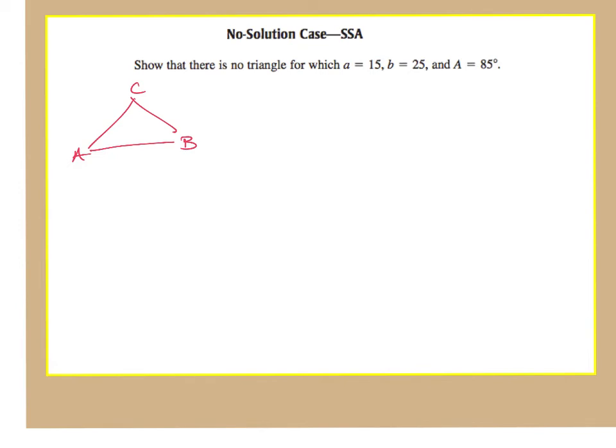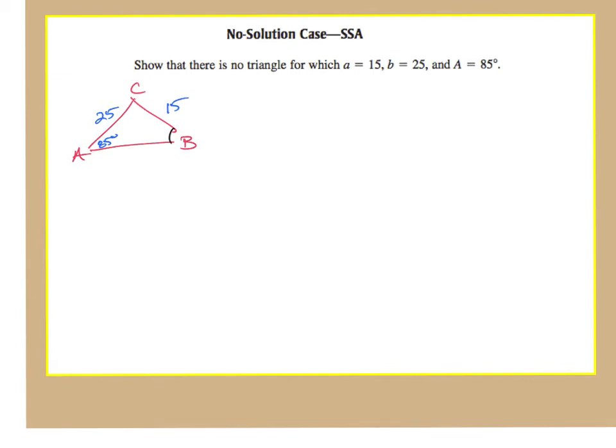So it gives me side A, and side A is 15, which needs to be opposite of angle A. So 15 has to be there. And then it gives me side B, which is 25, so it goes opposite of angle B, which is there. And then it gives me angle A, which is 85. Well, that goes there. Does that make sense how I drew that triangle? So just be consistent with however you draw them, and put the stuff in their place. What do we have to solve for? We have to solve for angle B. There's no other one that we can do.